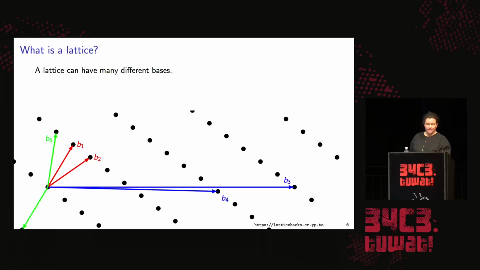Now these are not unique. The green ones also form a basis. Or the blue ones, very long and stretched. But again, any combination of B3 and B4 can reach all the dots.